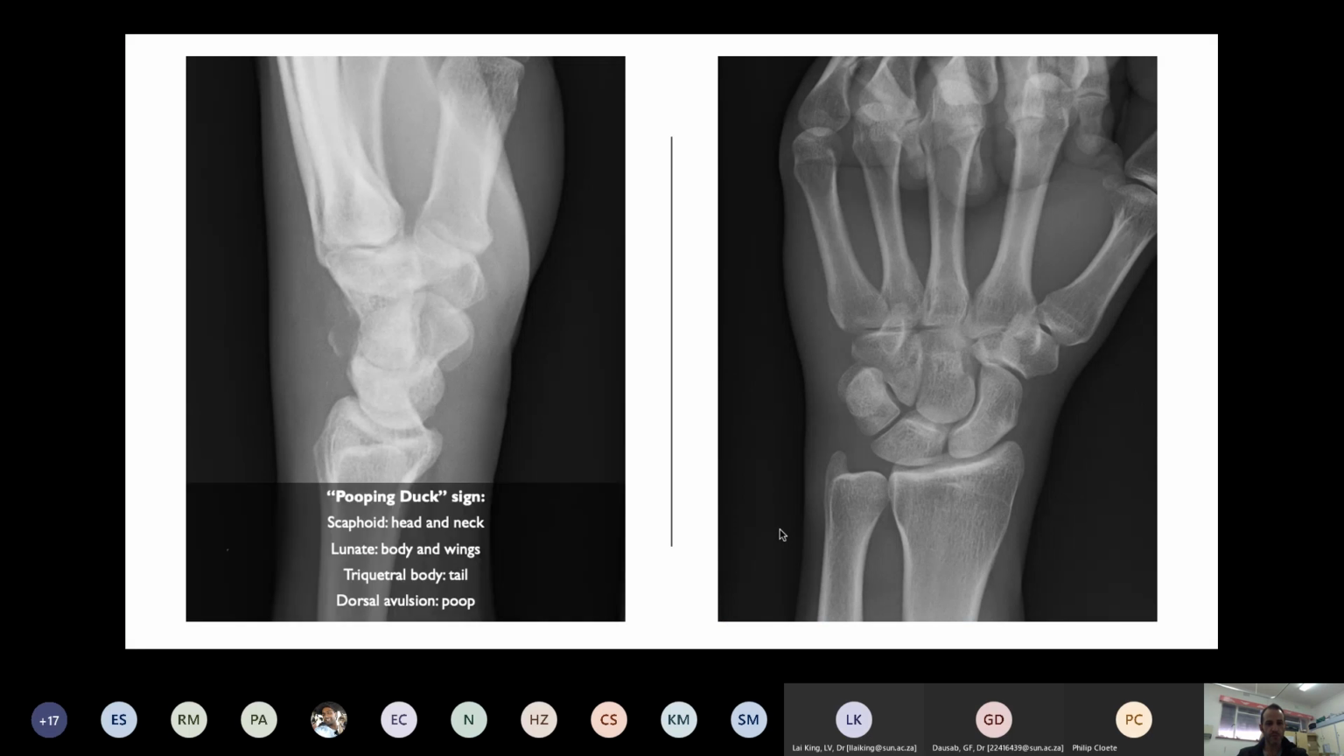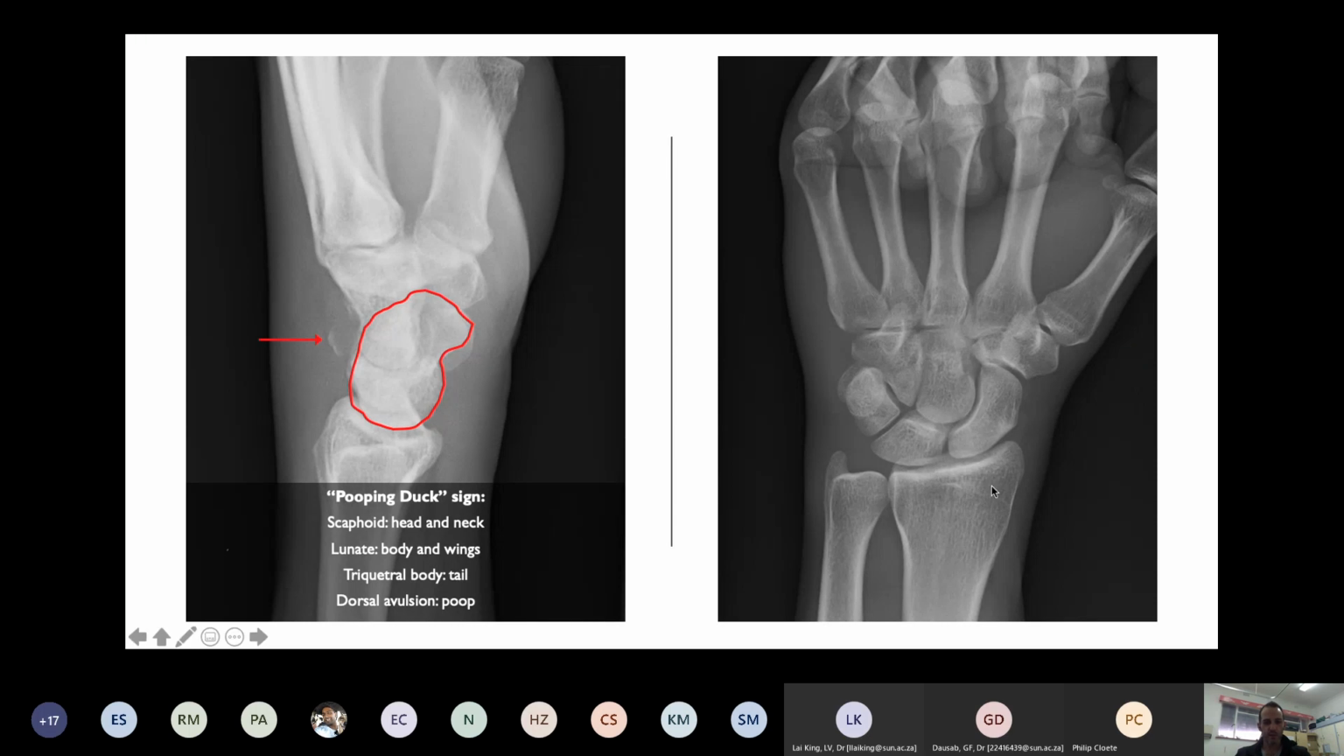So the pooping duck sign. What that is, it's the scaphoid on the lateral that makes up the head and neck of the duck. The lunate makes up the body and wings, and then the triquetral body makes up the tail. We generally don't see the triquetral on the lateral x-ray because it's overshadowed by the scaphoid and the pisiform. And then this dorsal avulsion fracture is the poop of the duck. So there's my attempt at drawing a duck, and that's the avulsion fracture, which is the poop.